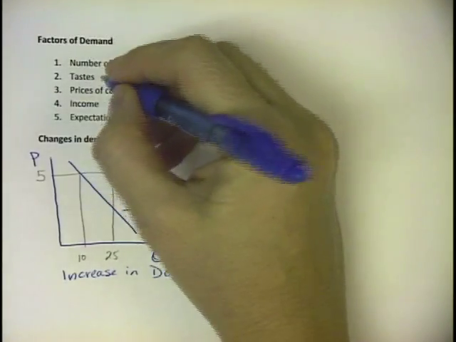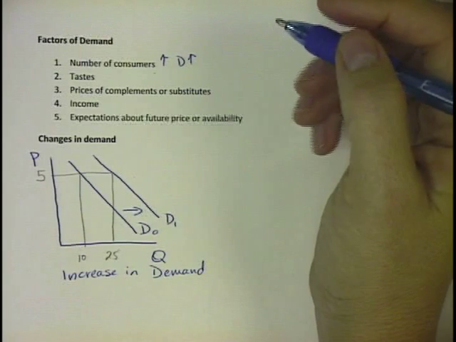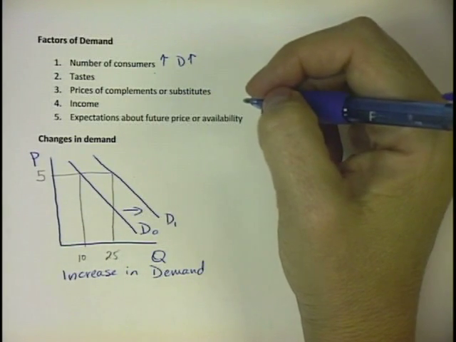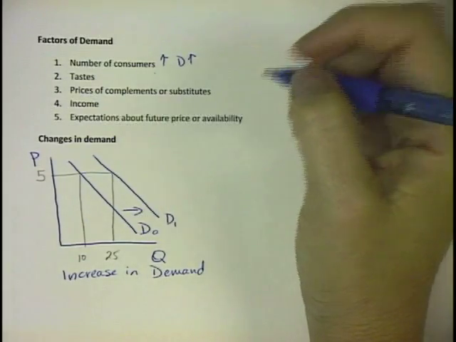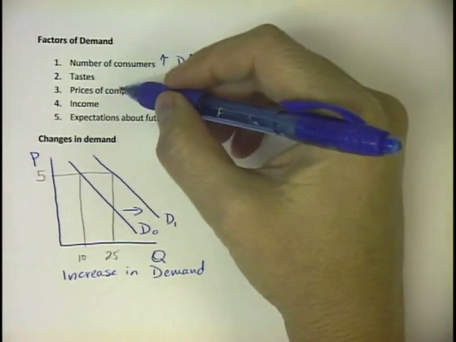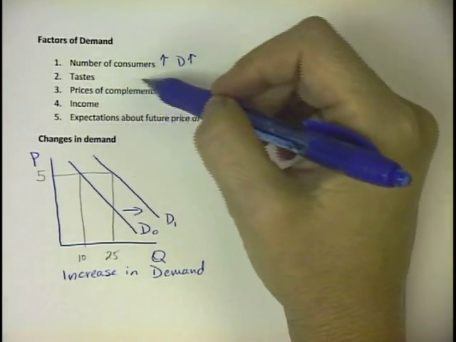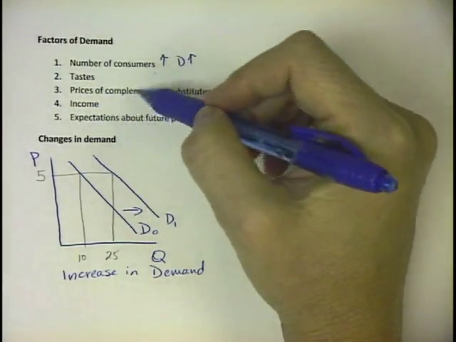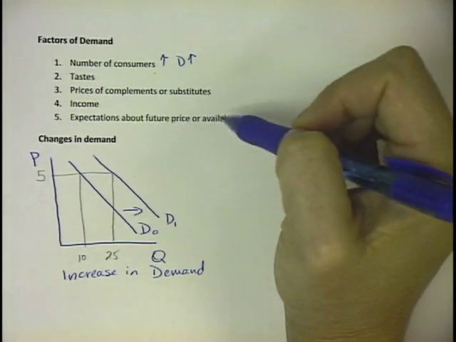Okay, so if tastes change, if we're talking about pizza, and let's say the Surgeon General comes out and says, if you eat pizza, it's going to make you live longer. So if our tastes improve, then demand will improve. Okay, now prices of complements or substitutes. Complements are things that go together. Substitutes are things that would replace other things.